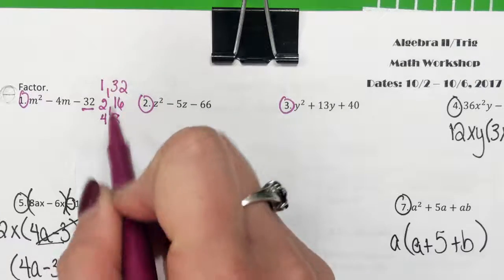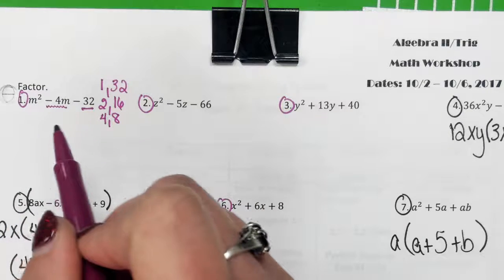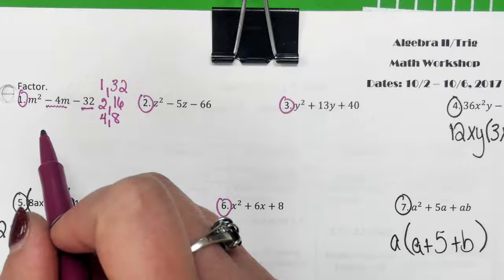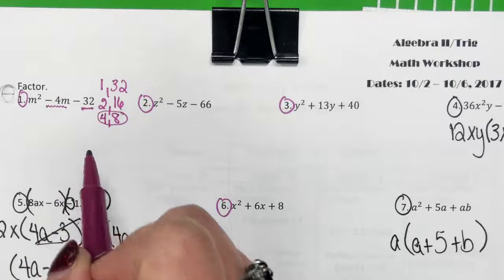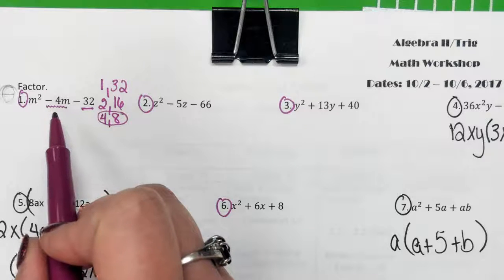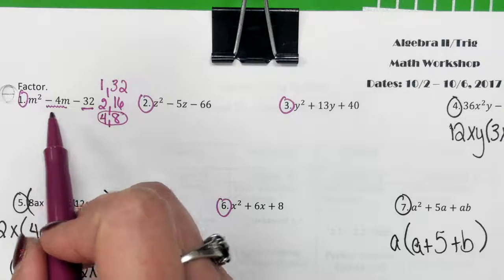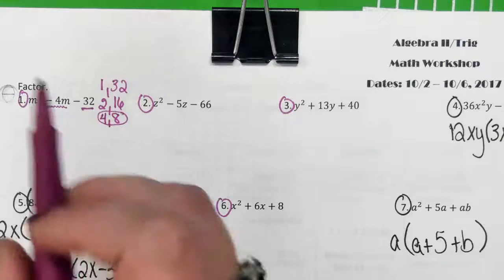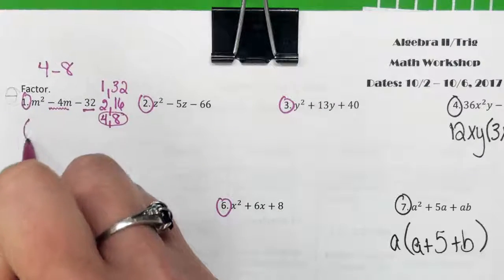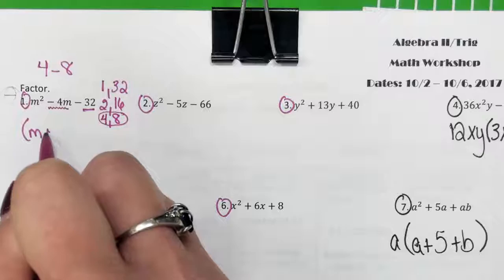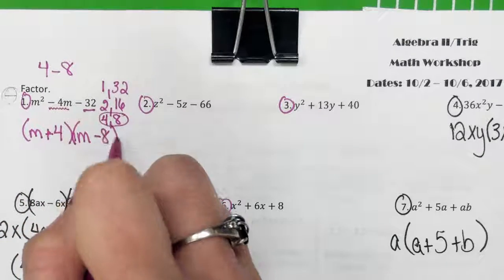Okay, I need the pair, one of those 3 pairs that add or subtract to be -4. Which one adds or subtracts to be -4? 4 and 8, right? So how does 4 and 8 add or subtract to be -4? 4 minus 8. Very good. So we're going to write M, and that's a +4, and then M, and that's a -8.